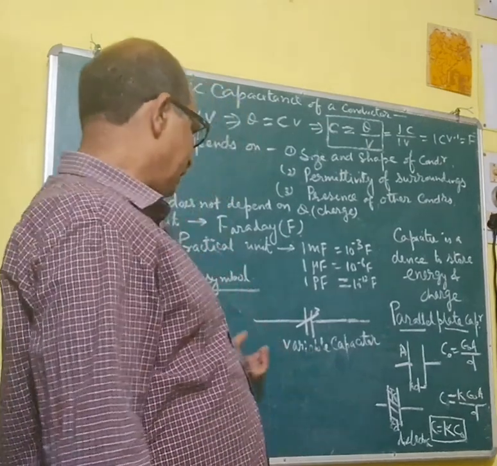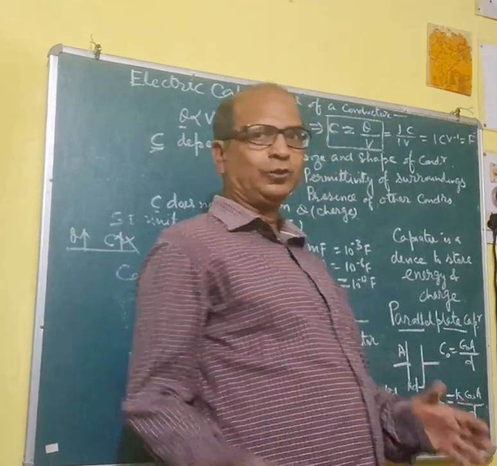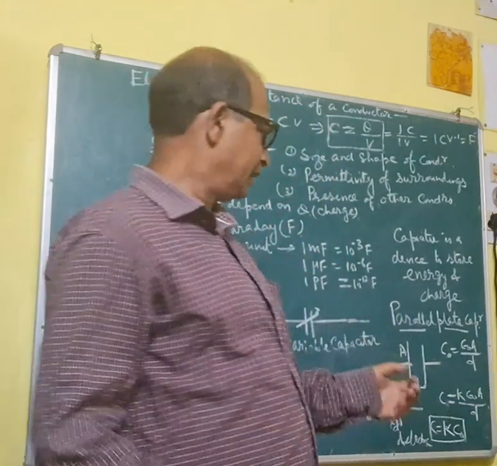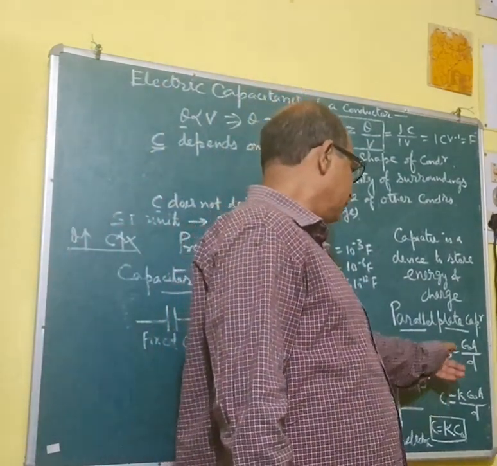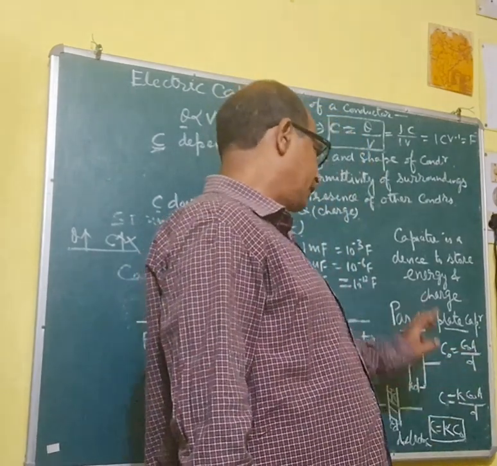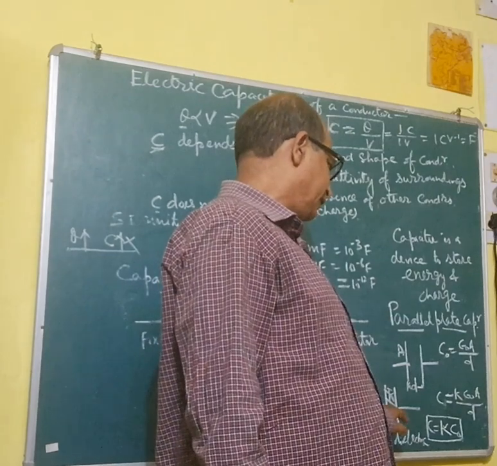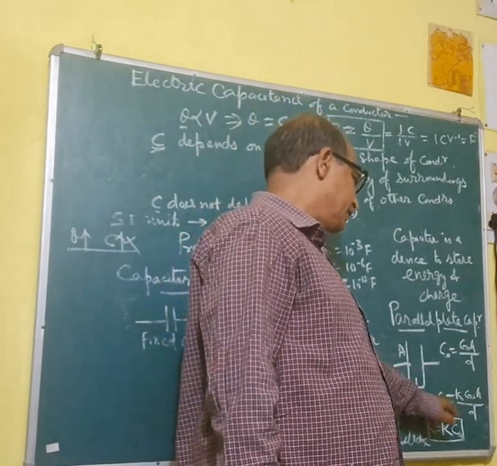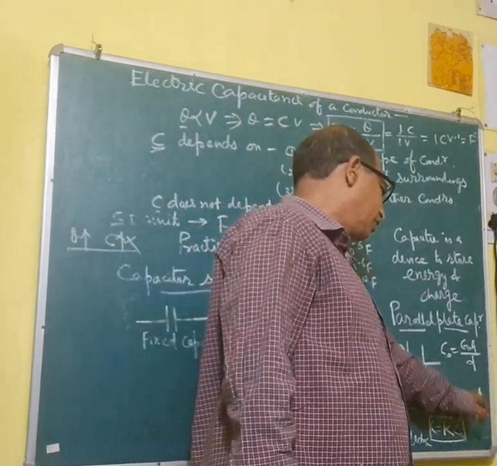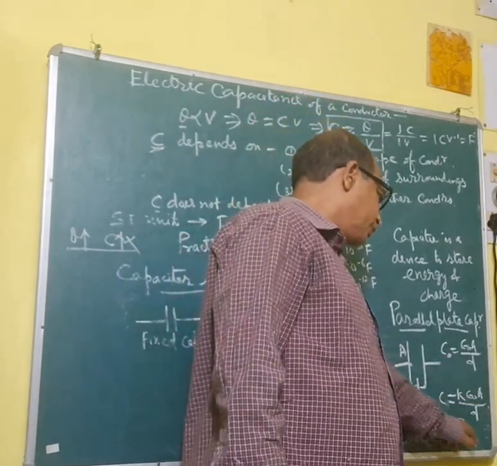So here is the parallel plate capacitor, the figure is given like this. There are two plates that are connected. Here capacitance is equal to epsilon naught A by D in the parallel plate capacitor. If a dielectric medium K is inserted in them, then the capacitance will change, that is equal to K epsilon naught A by D.